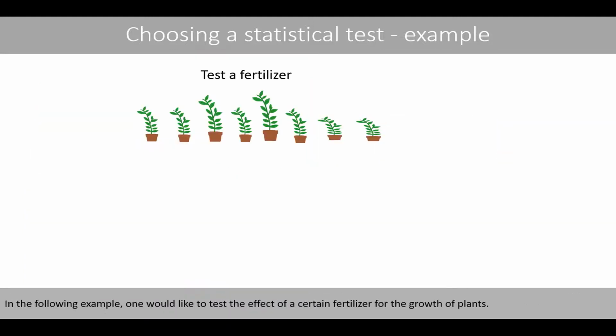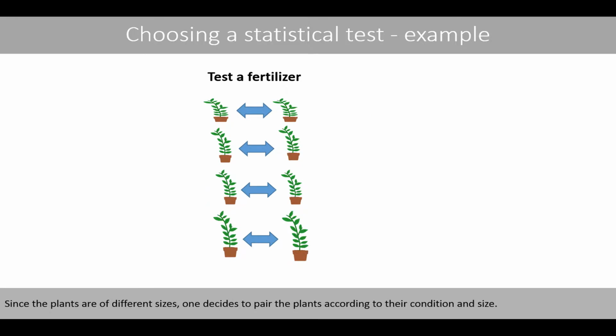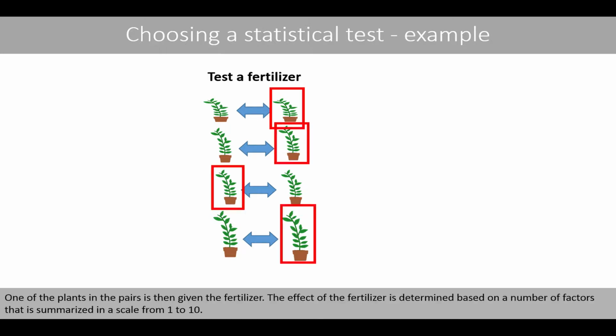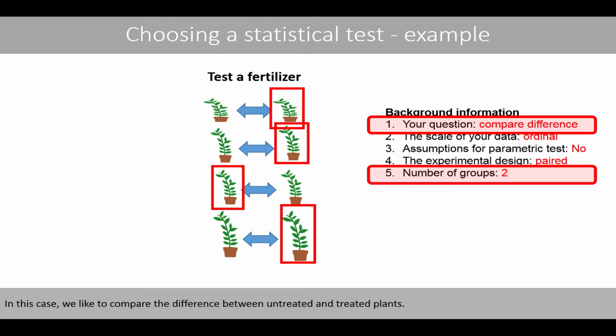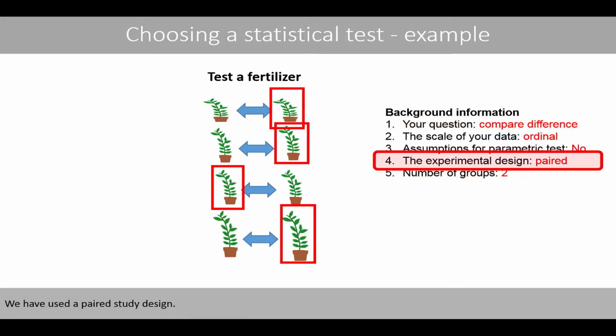In the following example, one would like to test the effect of a certain fertilizer for the growth of plants. Since the plants are of different sizes, one decides to pair the plants according to their condition and size. One of the plants in the pairs is then given the fertilizer. The effect of the fertilizer is determined based on a number of factors that is summarized in a scale from 1 to 10. In this case, we like to compare the difference between untreated and treated plants. We have used a paired study design.